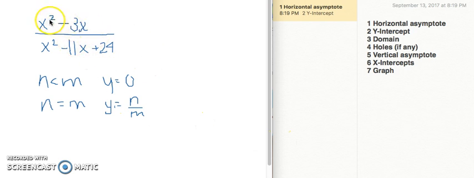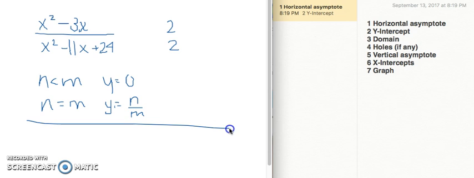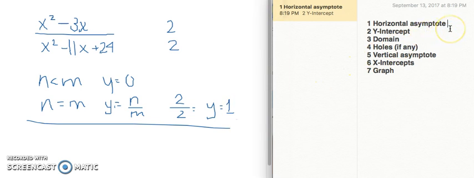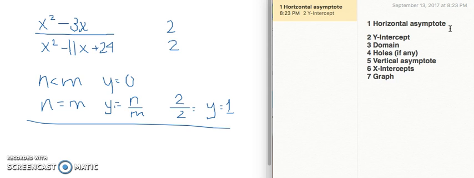Here we can see that the exponent of the numerator is 2 and of the denominator is 2 also. So it will be 2 over 2, which equals 1, so y is equal to 1. That will be our horizontal asymptote: y is equal to 1.